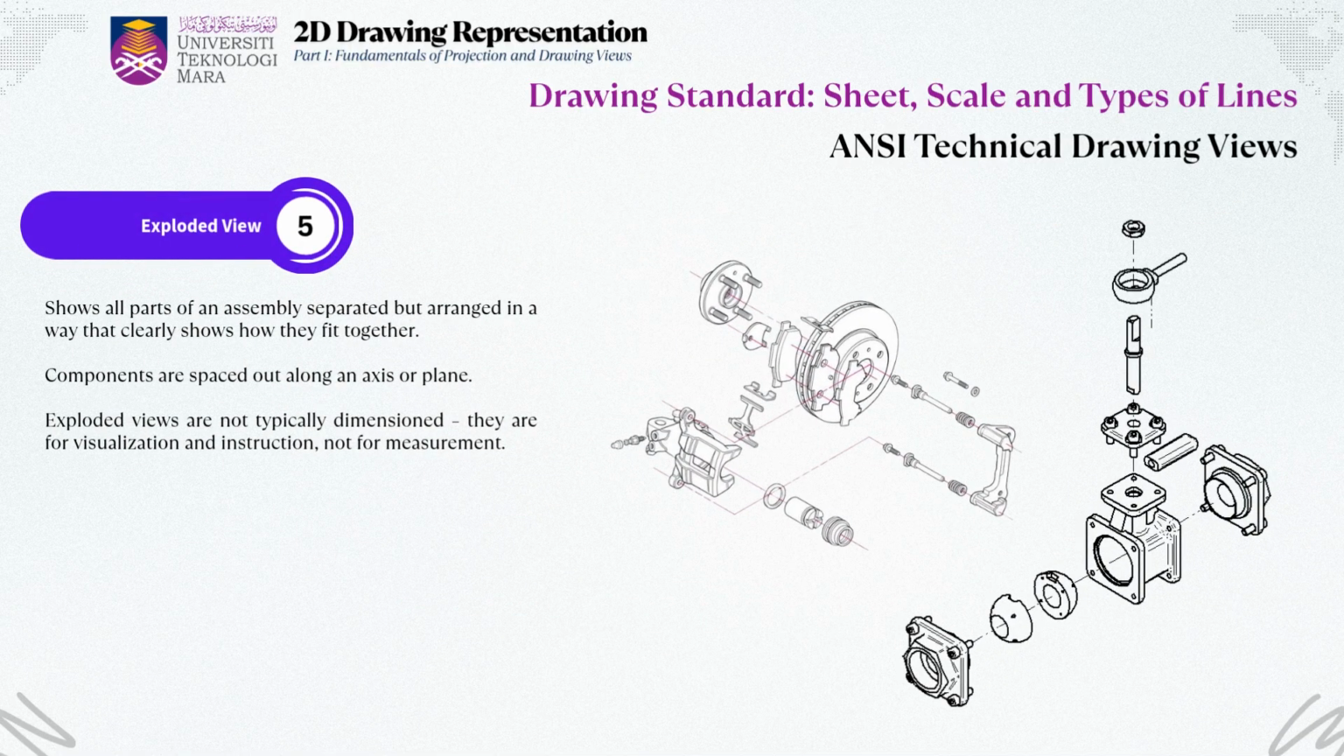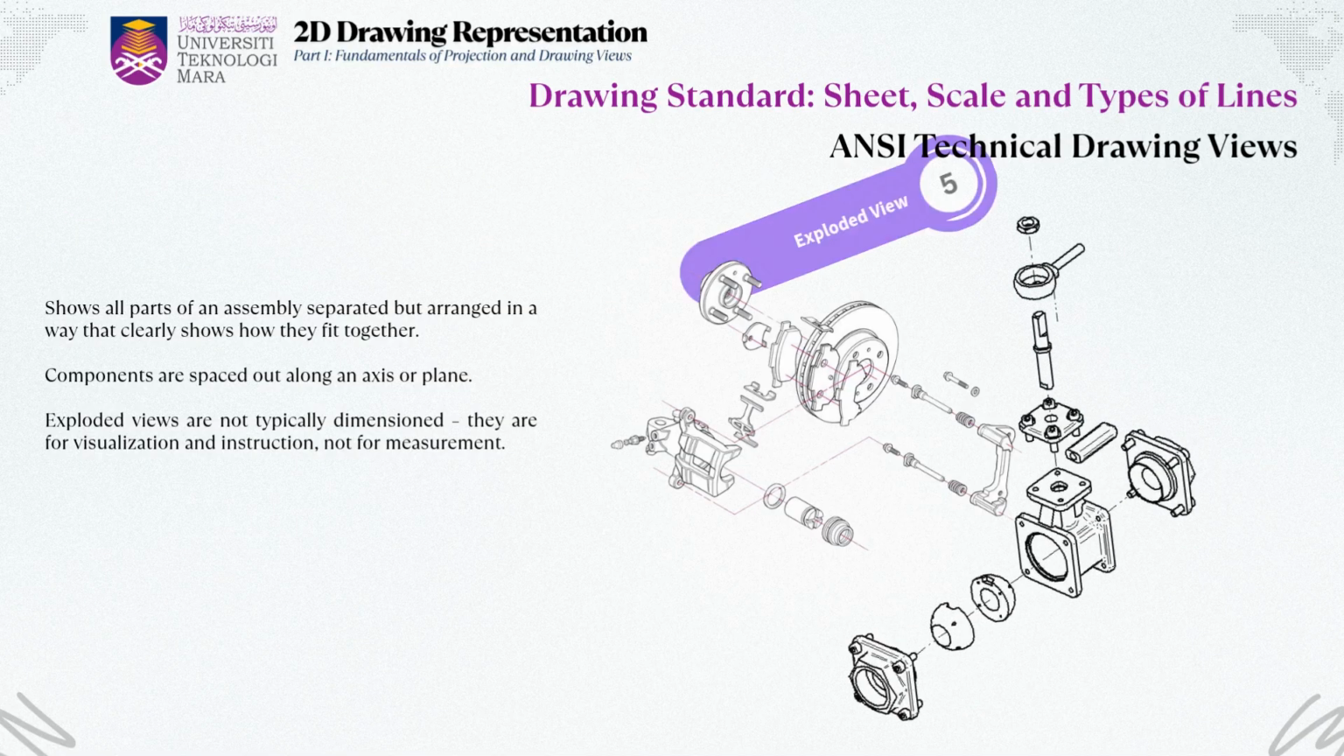Finally, we have the exploded view. This is used in assemblies, where many parts are joined together. In an exploded view, we pull the parts apart slightly and show how they go together. It's like laying out all the components of a bicycle before assembling it. These views are not meant for measurement but for visualization. They are very helpful in instruction manuals, user guides, or to help the assembly team understand how everything fits together.